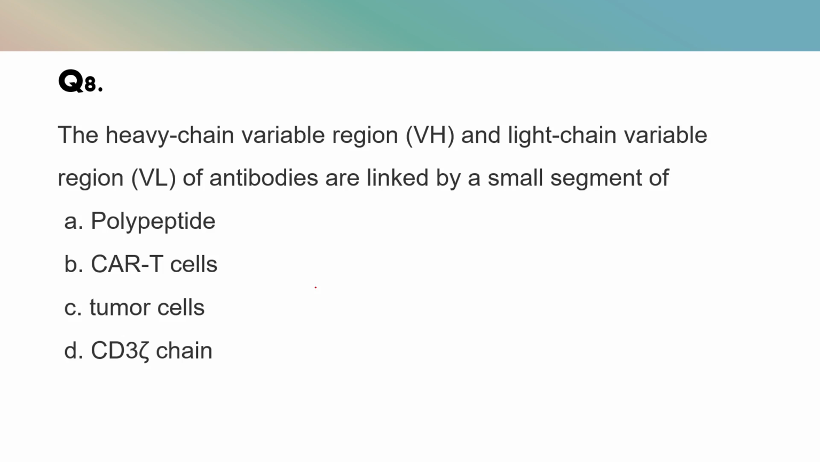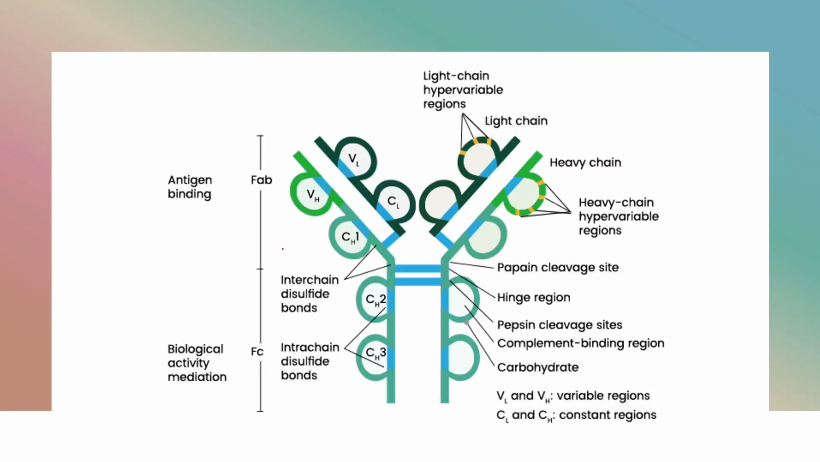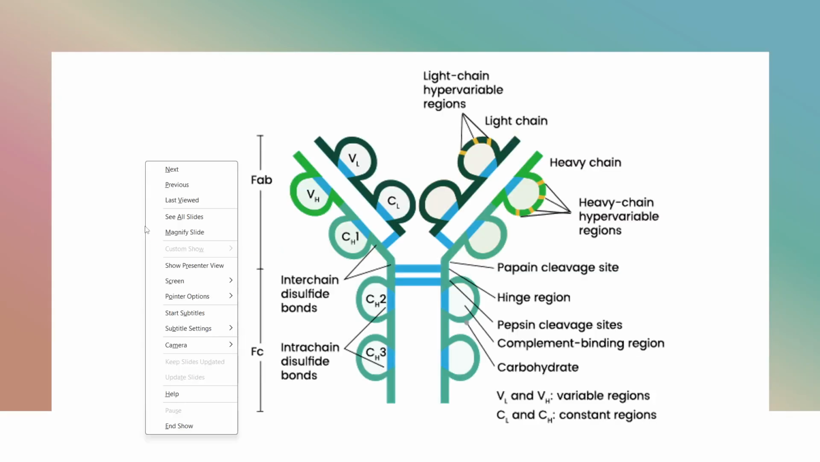Okay then. I guess everyone answered it because it is quite clear via eliminating the options. Fine. So everyone is correct. That is the polypeptide. So let's talk about the structure of antibody.